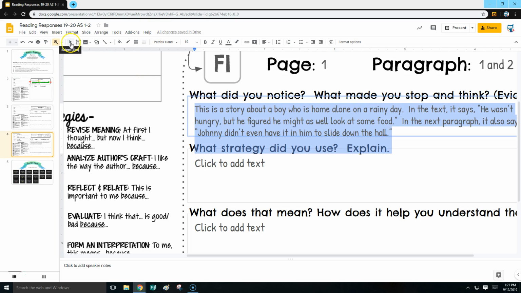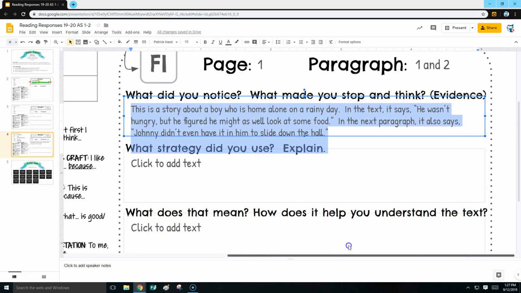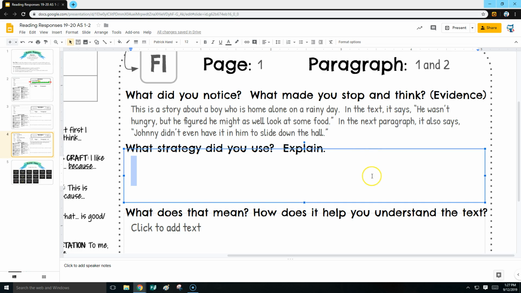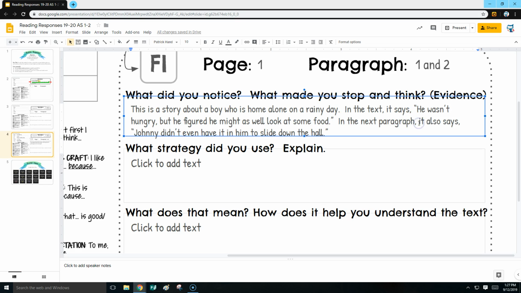Zoom in a little bit here. Okay, so far I said this story is about a boy who was home alone on a rainy day. In the text it says, he wasn't hungry, but he figured he might as well look at some food. In the next paragraph it also says, Johnny didn't even have it in him to slide down the hall. Now this might be a little bit confusing to somebody reading this if they haven't read the story. So I'm going to add a little bit more detail here so that they have background.